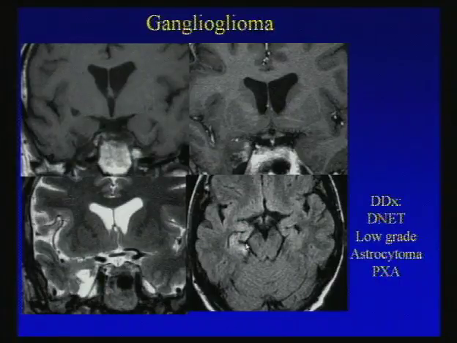So this is pretty typical of some of the temporal lobe lesions that you will find in young patients. This one turned out to be a ganglioglioma, but the DNET, dysembryoplastic neuroepithelial tumor, will look very similar. They can have associated mesial temporal sclerosis with the lesion. They're usually superficial. They can be calcified. A low-grade astrocytoma can also look very similar, and the pleomorphic xanthoastrocytoma.